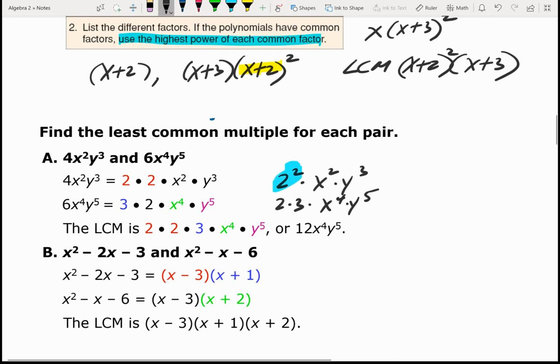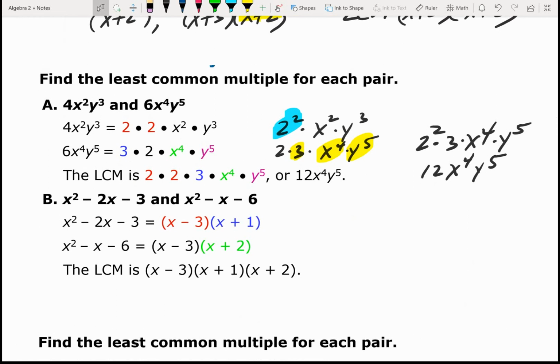So that means I need the 2 squared. I also need the 3, because I'm missing a 3, so times 3. And then I need the x to the fourth, because the highest power is 4, so times x to the fourth. And then I need the y to the fifth, because 5 is higher than 3, so times y to the fifth. So my least common multiple would be 2 squared times 3, or 12x to the fourth, y to the fifth. Okay, least common multiple.